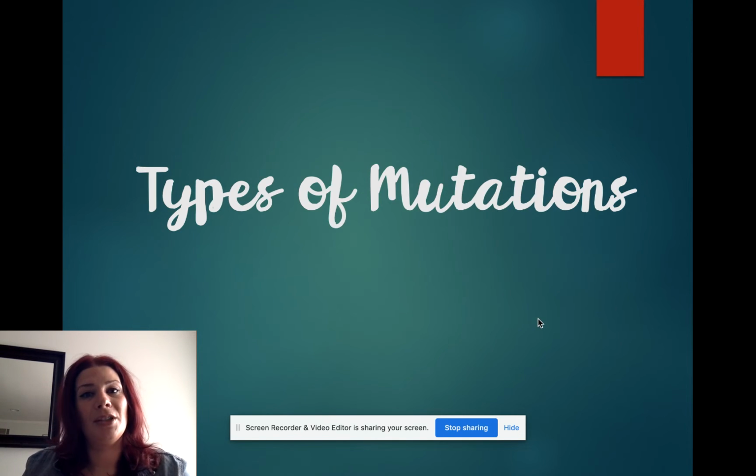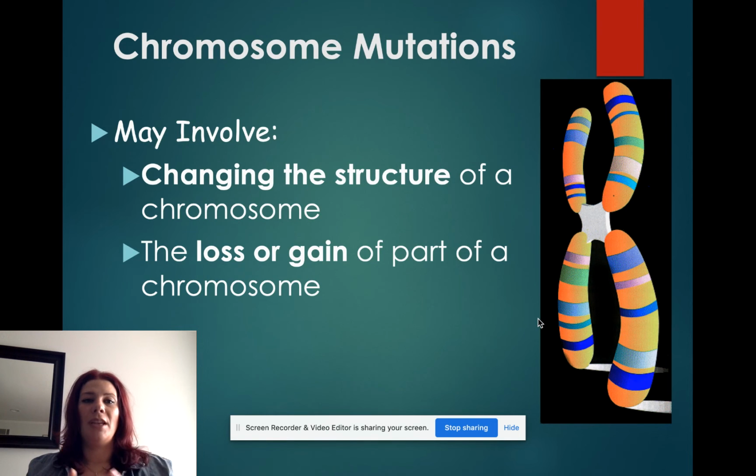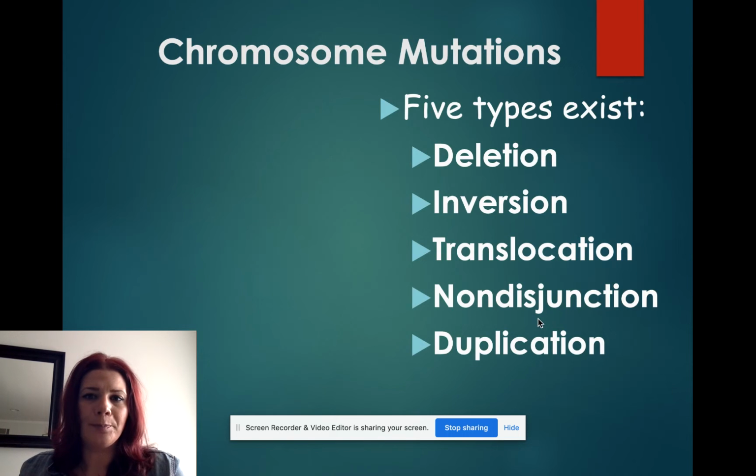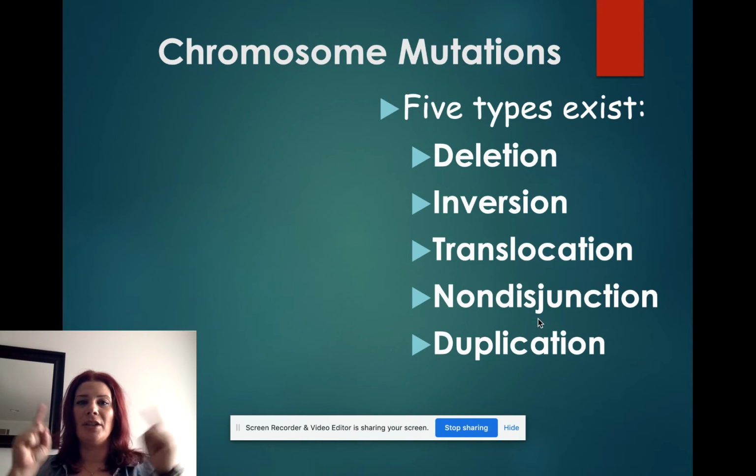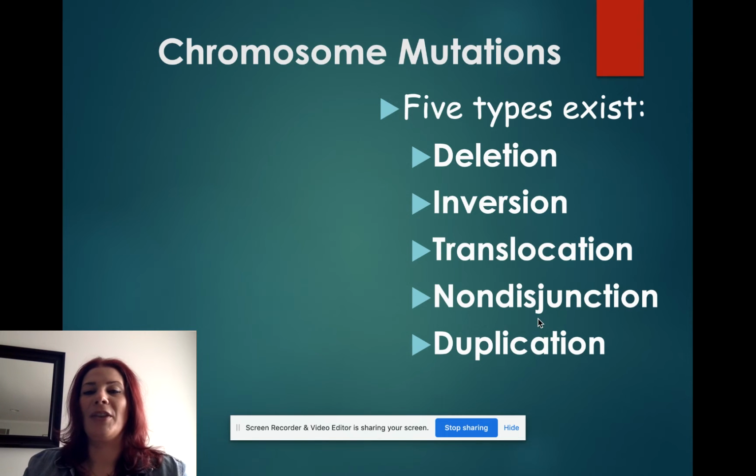So let's look at types of mutations. A chromosomal mutation is when we're looking at the entire chromosome structure, okay? We're actually changing the whole structure of the chromosome. That means it's a lot of DNA, because there's a bunch of DNA that's coiled, and that's what makes a part of a chromosome. This can be a loss or a gain of a chromosome as well. There are 5 different types that we have: deletions, which I'm sure you can guess what that is, inversions, translocation, non-disjunction, which we talked about with meiosis, and duplication. I'm sure you can guess duplication and deletion from the words, and I'll talk about the other 3 in a minute.